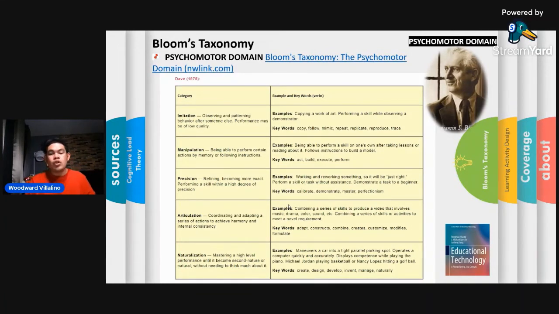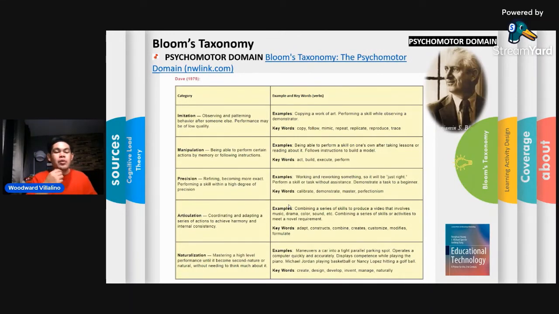So here we would be able to identify keywords such as adapt. Where did they adapt this? How do they construct? How do they combine ideas together? How do they create it? Or even customize it according to their creativity? How do they modify it from the original? Or how do they formulate? Okay, so that is articulation, coordinating and adapting a series of actions. So not just one, but a series of actions to come up with a particular requirement.